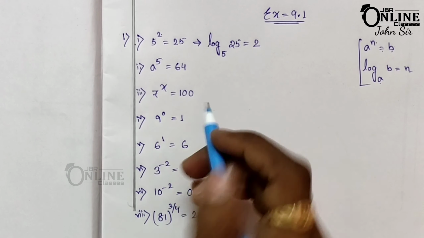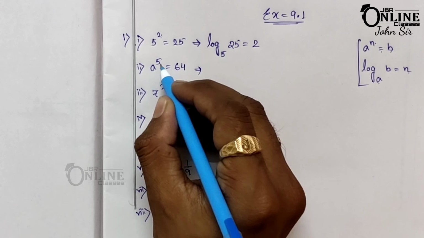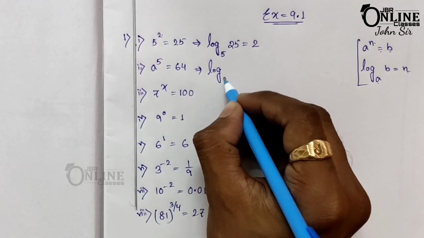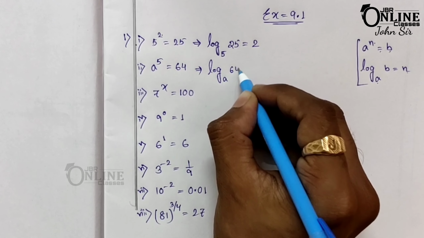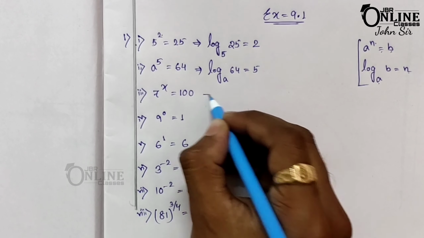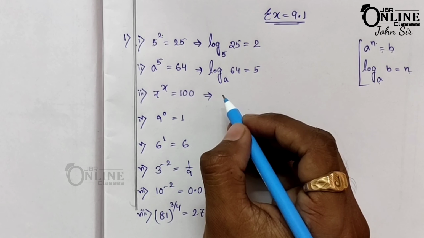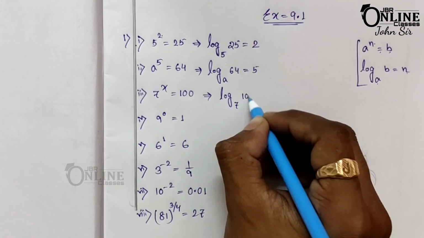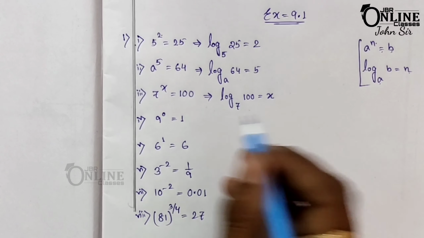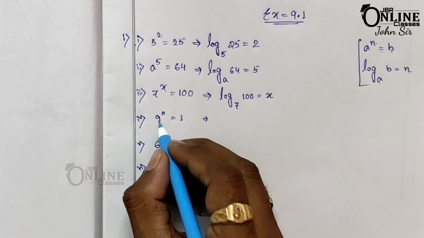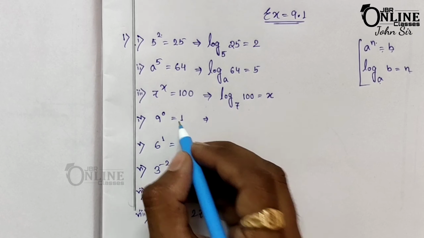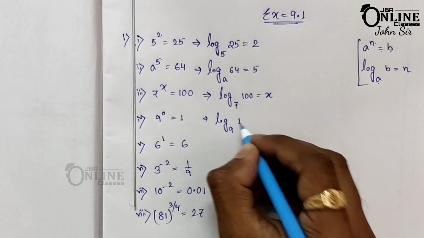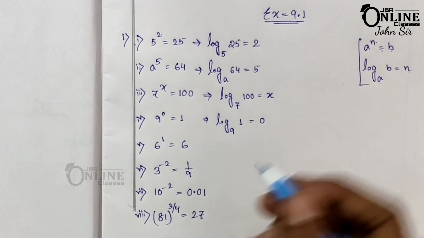Okay, it's very easy. Now the next one, a to the power 5 equals 64, so that will be log base a of 64 equals 5. Third one, 7 to the power x equals 100, that means log base 7 of 100 equals x. Next one, 9 to the power 0 equals 1, so that will be log base 9 of 1 equals 0.